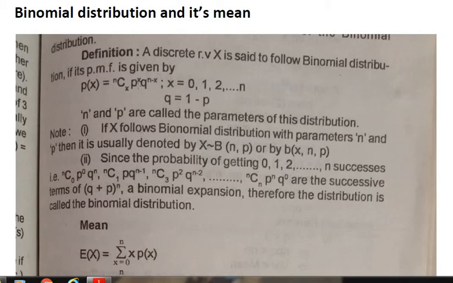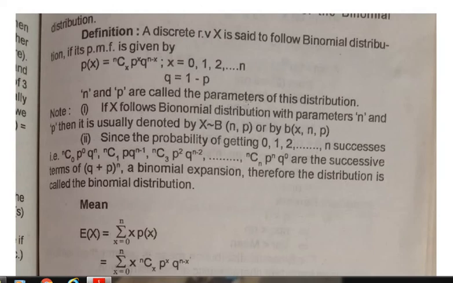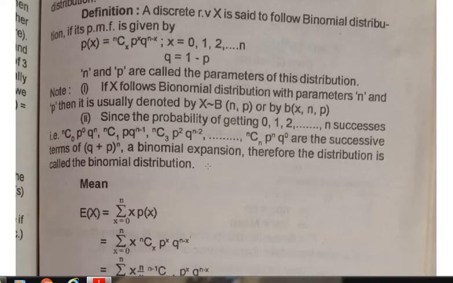And we know that total probability is always 1. Therefore, we get p plus q equals 1. And if p plus q equals 1, this implies q equals 1 minus p. Here n and p are called the parameters of this distribution. Here n is the number of trials and p is the probability of success. And there is a note. Suppose x follows binomial distribution with parameters n and p, then it is usually written in this way: x follows binomial distribution with n and p. It is read as x follows binomial distribution with parameters n and p.